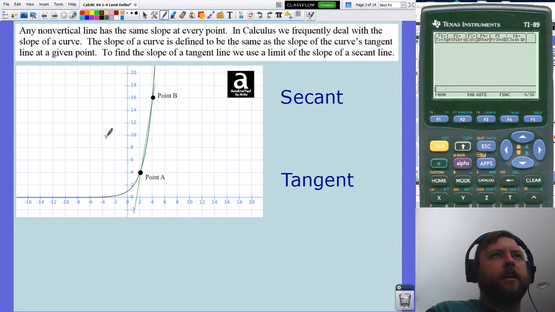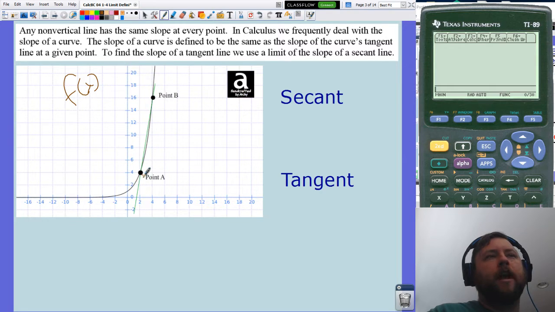Notice I have this function here. We can call that function f of x. And we have 2 points on that function, point A and B. Point B starts way up here, and then it's moving down and approaching point A. This is used to demonstrate how to find the slope of a tangent line.